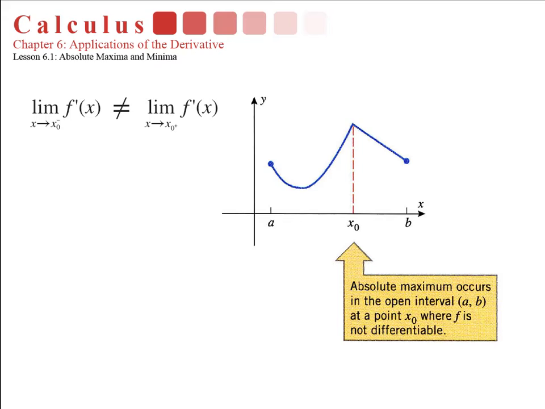You've got to be careful. The first derivative is only a tool to help us understand where extrema can occur. But just because we can't take the derivative doesn't mean we don't have a point of extrema. And that's where you have to be a little bit careful. So okay, the absolute maximum occurs in the open interval from a to b at a point x0 where f is not differentiable in this example.